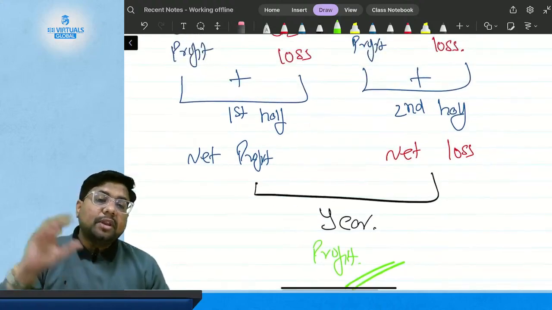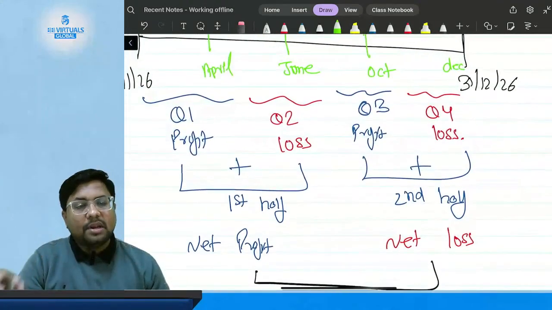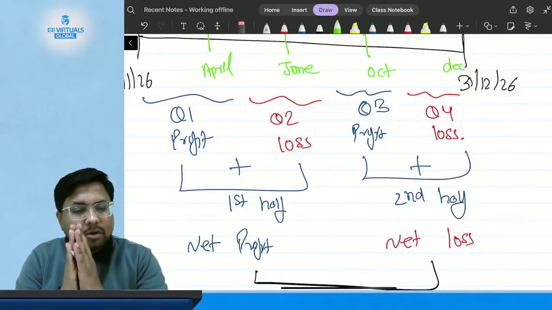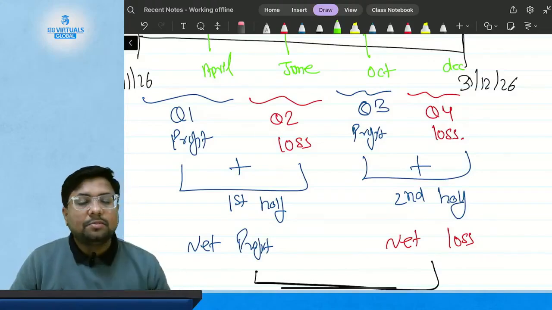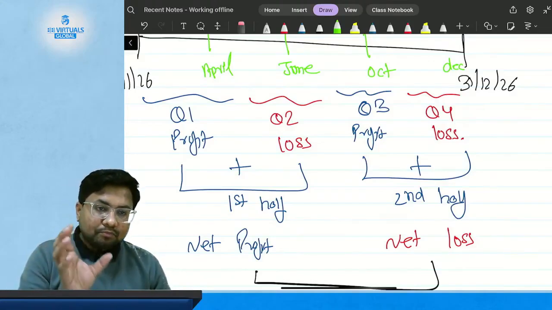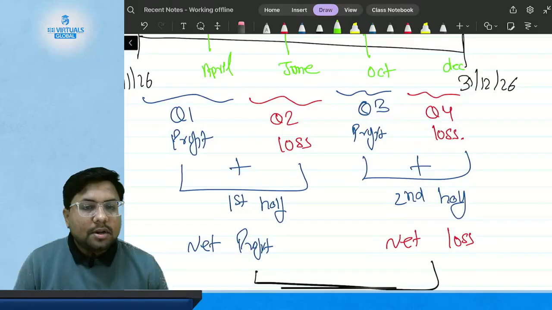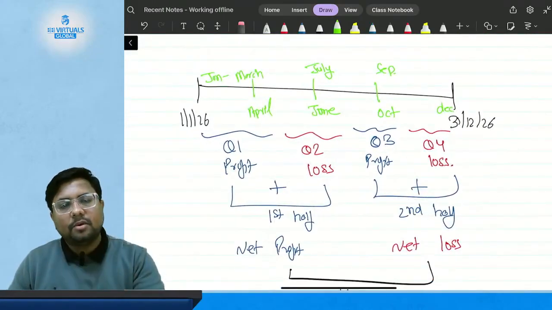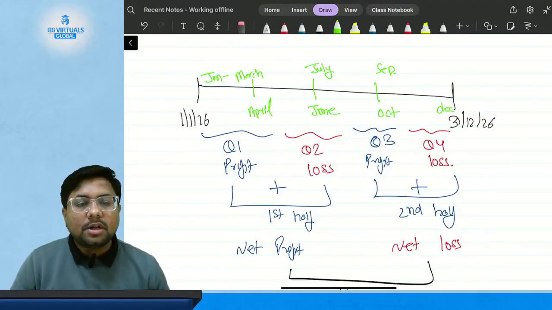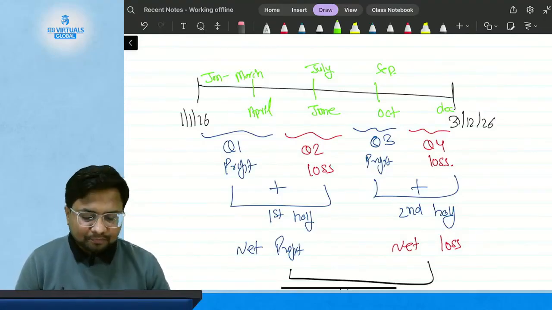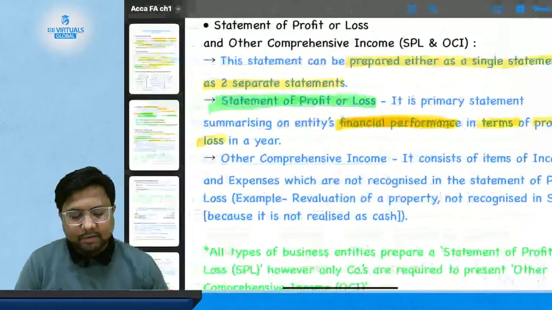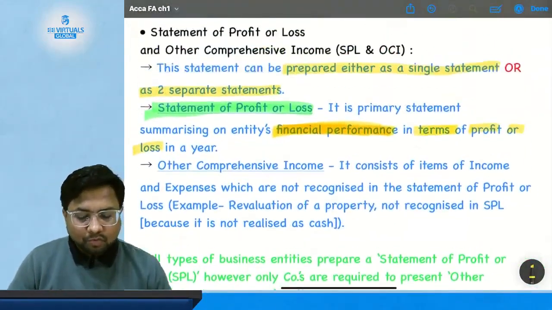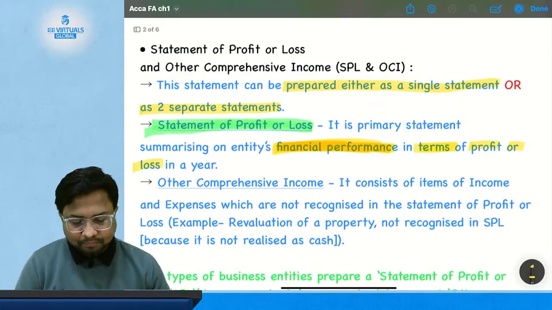So the statement of financial position, the balance sheet, deals with a particular date, a particular point in time, but the statement of profit or loss deals with the entire period or a particular period. Okay. So this is the difference between both of them, the statement of financial position and the statement of financial performance. Okay. So this is what the statement of financial performance, or statement of profit or loss, means.